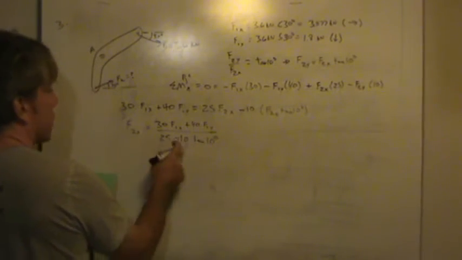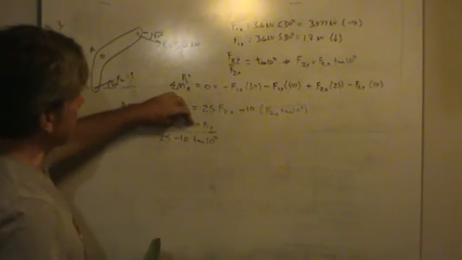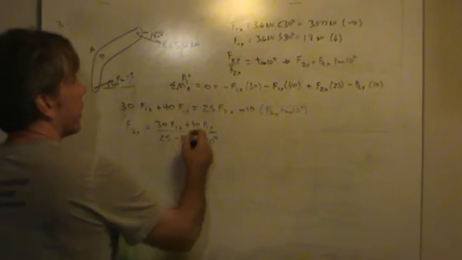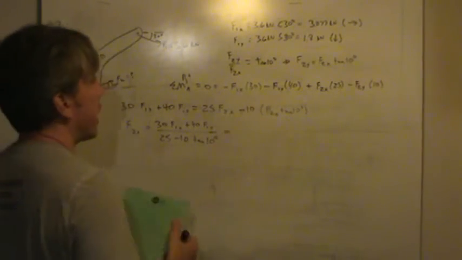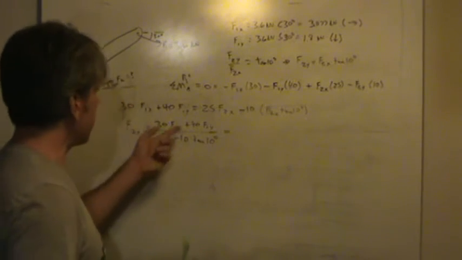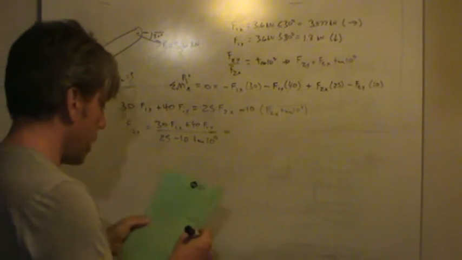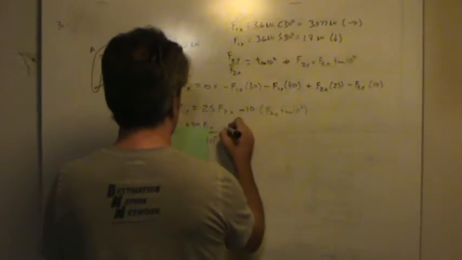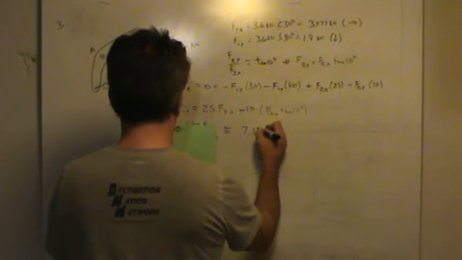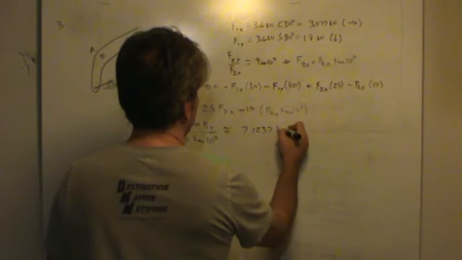So this 10 and this 25 have units of millimeters, like the 30 and the 40. F1x is known here, F1y is known there. Notice I don't need to add any negative signs to this because I've already taken the direction into account. I won't go through the gory details of plugging in the numbers. You can plug this in your calculator. I got about 7.1237 kilonewtons, which makes sense.